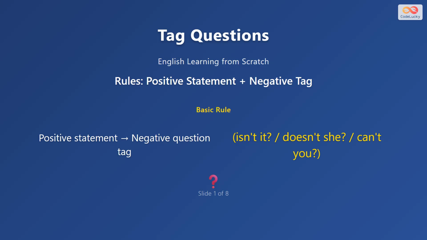Tag questions are small questions added at the end of a statement to check or confirm information. When a statement is positive, the tag is usually negative. The tag uses the auxiliary or modal verb from the statement and changes it to the opposite form.